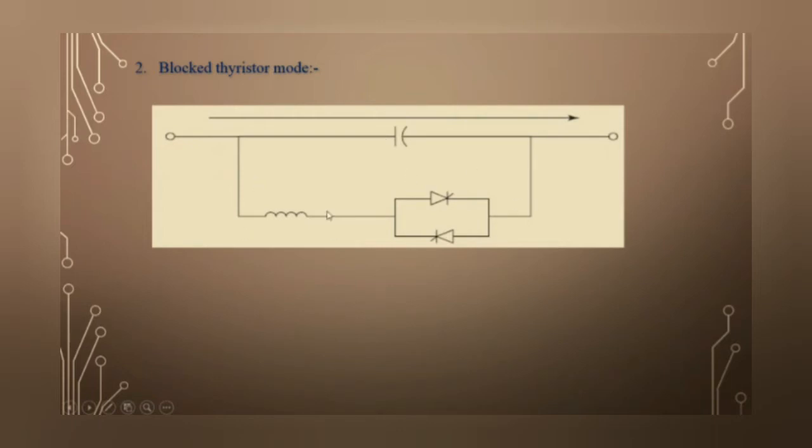So this becomes an open circuit. So only the series capacitor is connected across the transmission line. So the TCSC module provides the capacitive reactance into the transmission line during the block thyristor mode.